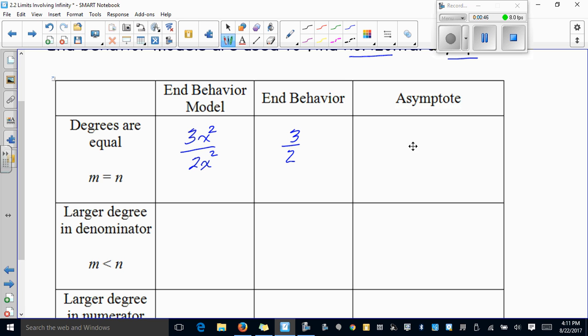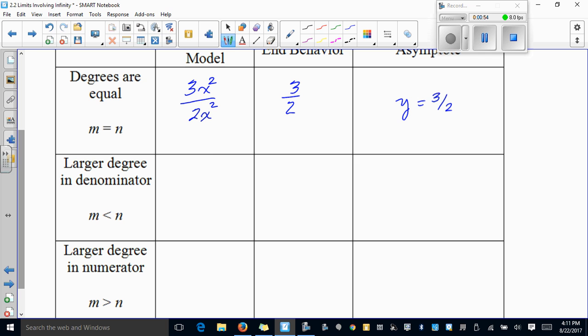If the larger degree is in the denominator, say 3x over 2x squared, then your end behavior is going to be 3 over 2x. So as this guy gets larger and larger and larger, this one gets larger and larger and larger, you're going to get, this guy goes off to 0, so you can get a value of y equals 0. Because your denominator is getting larger and larger, which is making your fraction smaller and smaller. So off to 0 he goes.